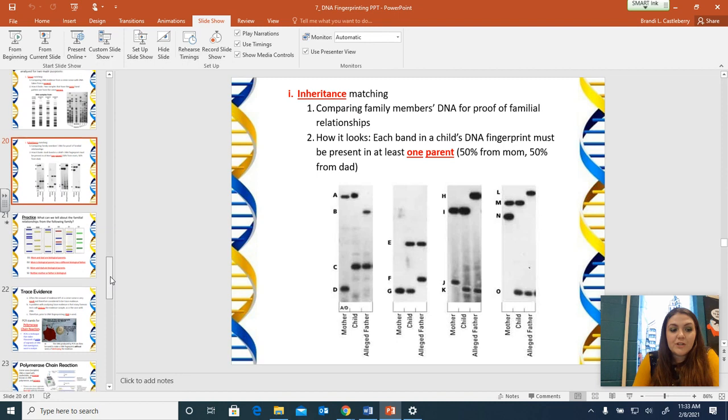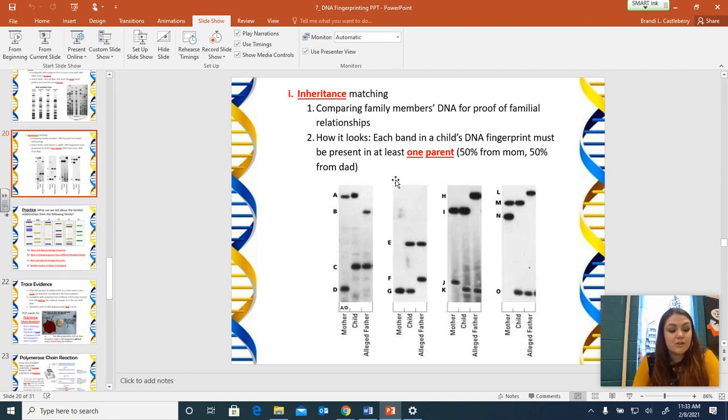For this one, inheritance matching, so figuring out if they're their parent. So I mentioned this yesterday. Let's say you have a missing person. The only way to figure out who that person is would be to take our missing person's DNA, or if they don't have dental records. Dental records is faster. But if they don't have dental records and they're too decomposed to match to a picture, then we have to take their DNA.